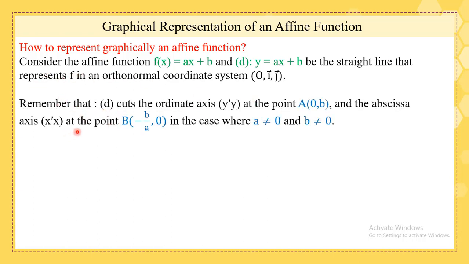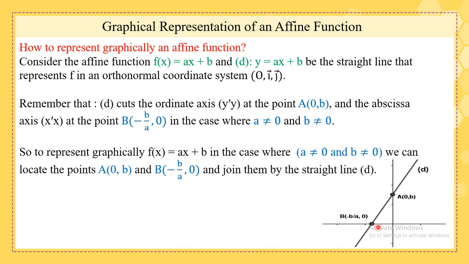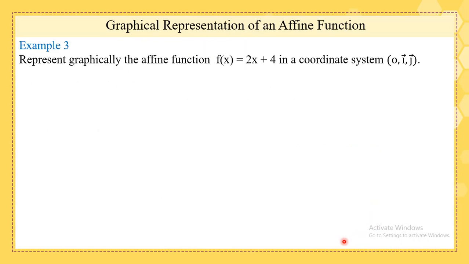We have to remember that the intersection between the line D and the y-axis is the point (0, b), and the intersection between the line D and the x-axis is the point P of coordinates (-b/a, 0), in the cases where a is different from 0 and b is different from 0. So simply we place the points A and B and join them by the straight line D.